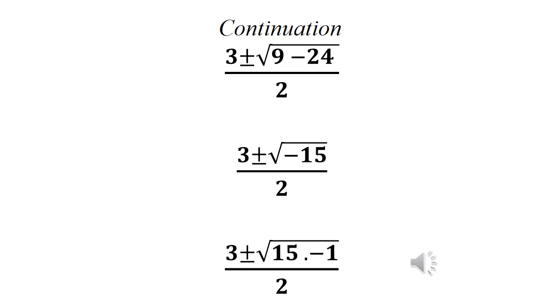Now we have 3 plus or minus square root of minus 15 divided by 2, because 9 minus 24 is minus 15. So we have 3 plus or minus square root of 15 times minus 1 divided by 2.